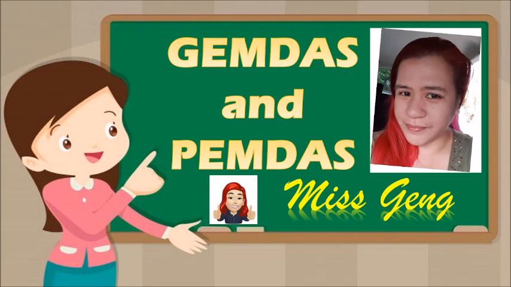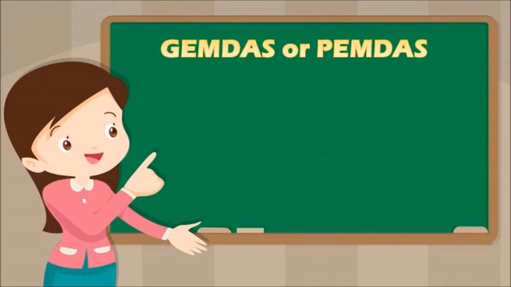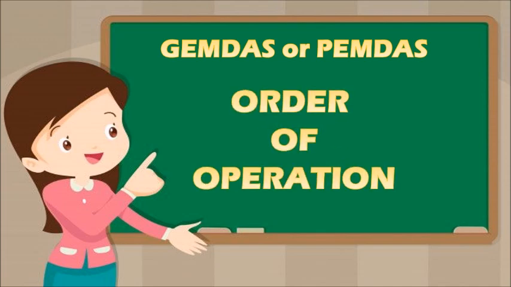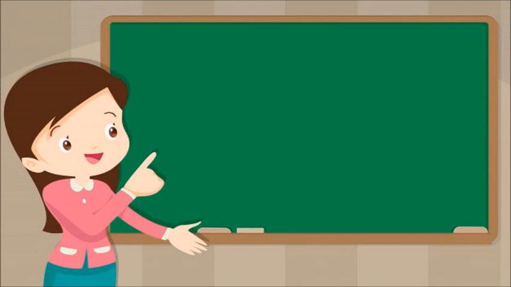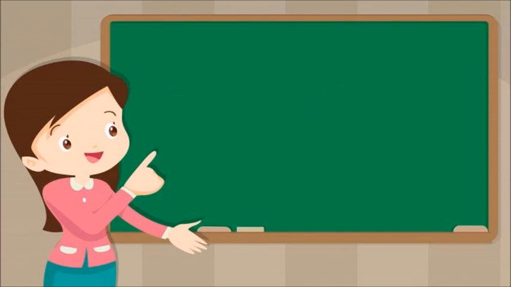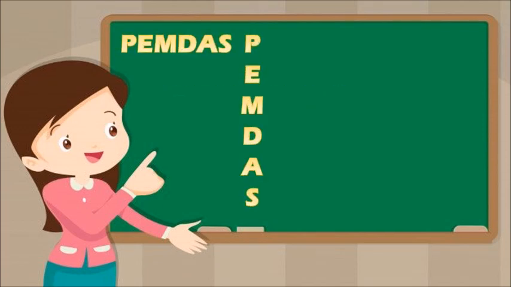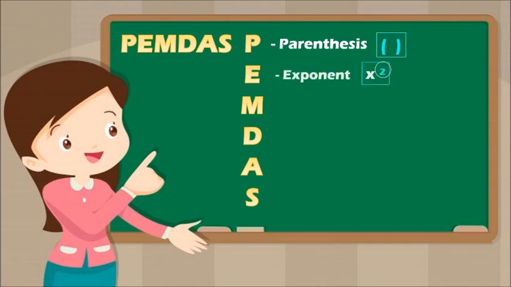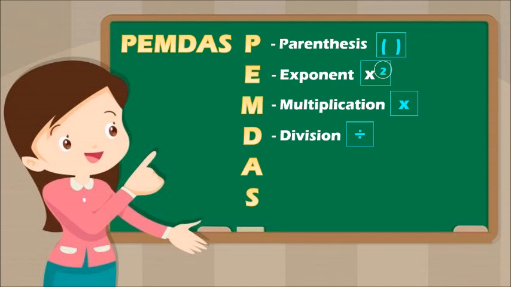GEMDAS or PEMDAS. Okay, so what is GEMDAS or PEMDAS? This is order of operation. First, let's discuss what is PEMDAS. PEMDAS, where P means parenthesis, E for the exponent, M for multiplication, D for division, A addition, and S is subtraction.